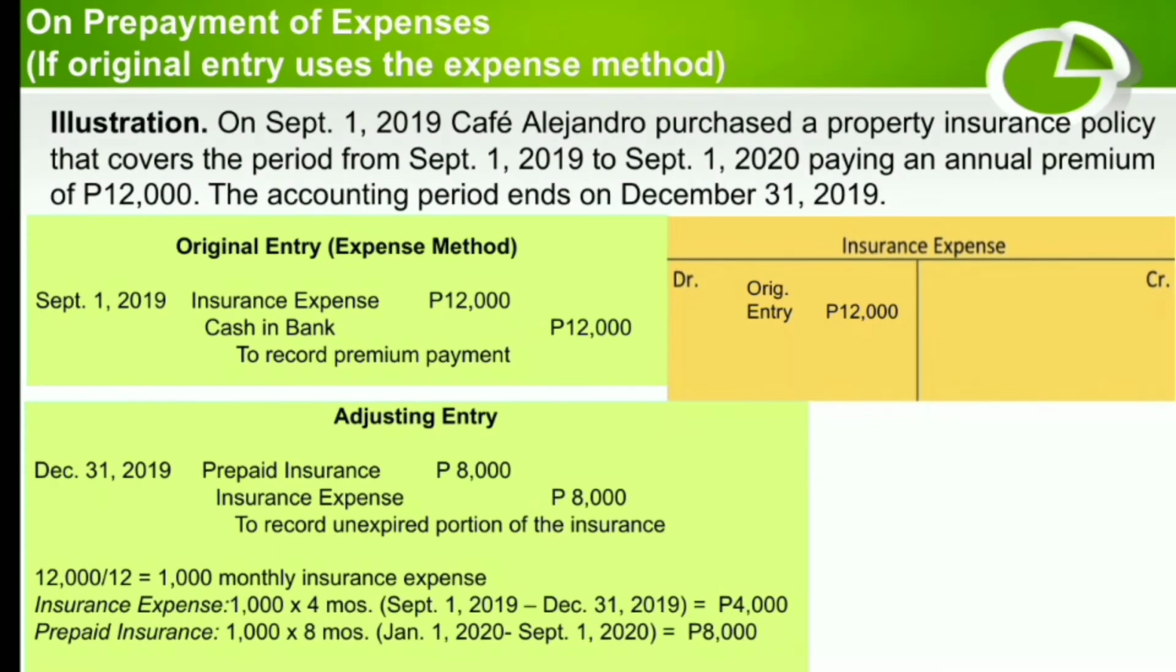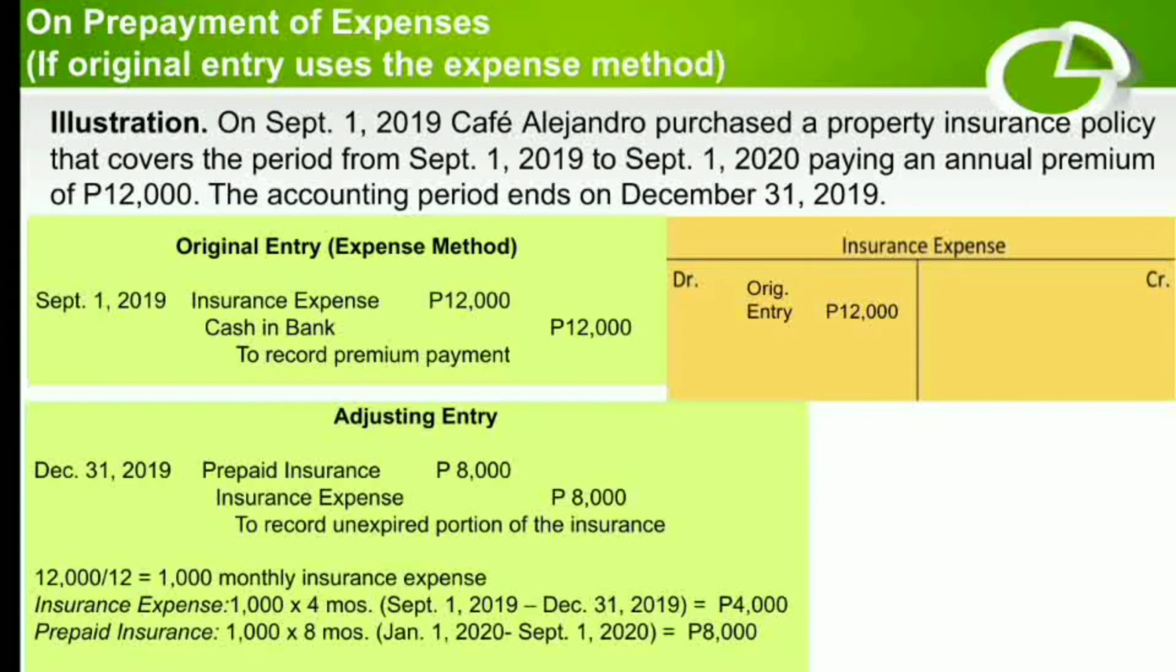The prepaid insurance amounting to 8,000 pesos is debited in order to recognize the unexpired portion of the insurance. So that is from January 1, 2020 to September 1, 2020. So that is equal to 8 months, and then multiplied by the monthly insurance expense of 1,000 pesos. So the answer to that is 8,000 pesos.